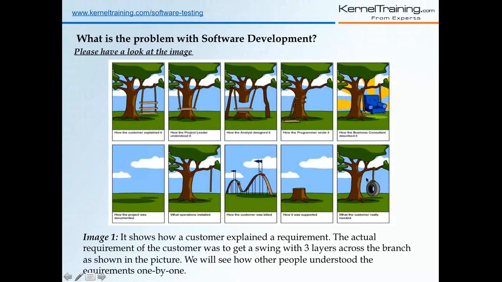So the irony and the problem is, even the customer was not able to explain his requirement properly, and after that all the problems kept on occurring. He wanted this, but he explained like this, and our project leader understood like this. The designer designed in this way, the coder wrote it this way, and the business consultant, or you can say the sales or marketing team, put it in this way. I'm showing you all this to understand the problem of software development.